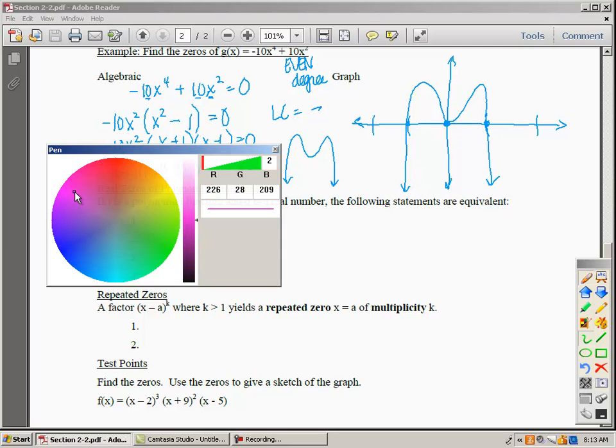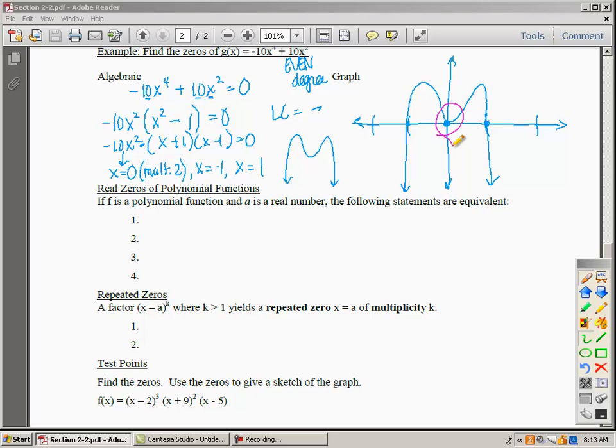Let me get a color that matches. This is where I want to look, because this is where we had our multiplicity of 2. You'll notice the 0 looks a little different than if I had it only occurring once. A multiplicity of 2 basically means that it's going to touch my graph, go to the 0, and then leave it again. So it counts the 0 when it enters, and then counts the 0 again when it leaves. And so there's where the 2 zeros occur.